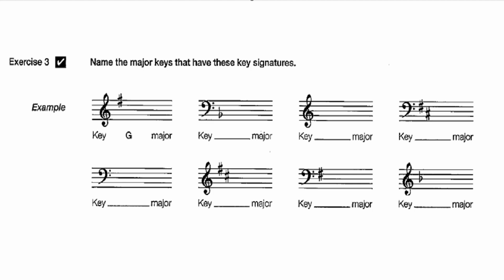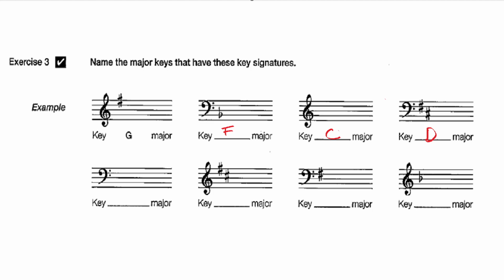So we can see that 1 sharp, F sharp, in its treble clef position, is G major. That 1 flat is easy to recognize: F major is the only one with flats that we have to learn for this grade. This is a blank one, so it is C major. 2 sharps, that's D major, F sharp and C sharp.